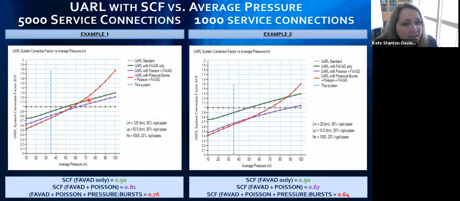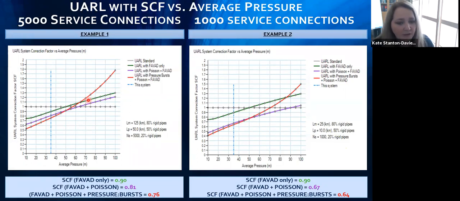This slide takes the graph which plots system correction factor versus average pressure from example 1, 5,000 service connections on the left, and example 2, which is 1,000 service connections on the right, and compares them side by side. I've brought forward the actual values for the system correction factor with FAVAD, FAVAD Poisson, FAVAD Poisson pressure bursts for each of the calculations so that you can see them on screen.